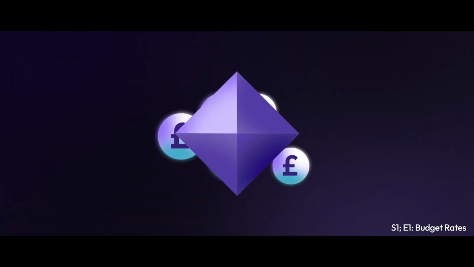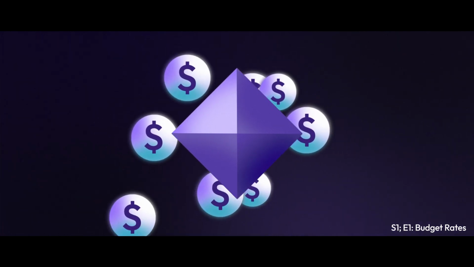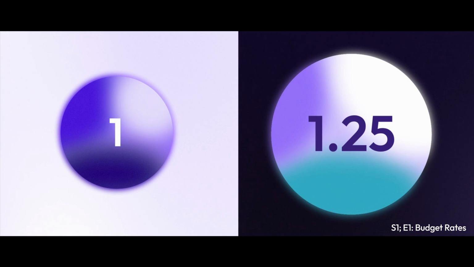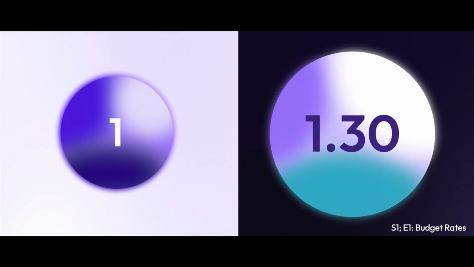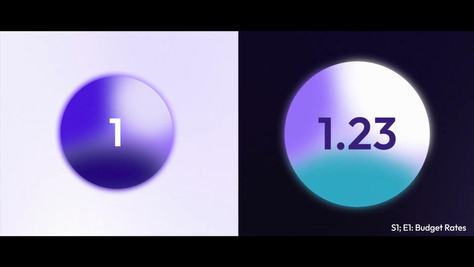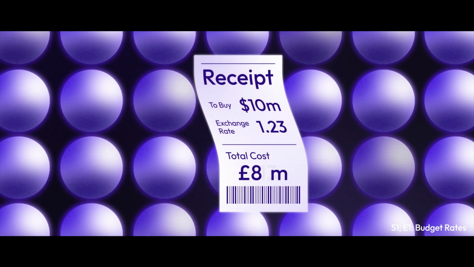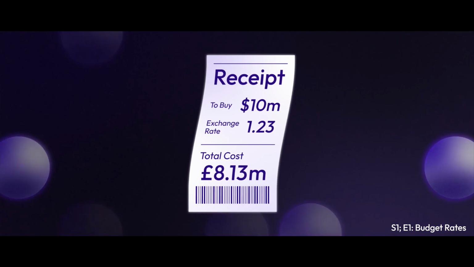Picture a firm that sells pounds to buy $10 million over the course of the year, and they're purchasing software products from vendors that they then resell at a 30% margin. They've agreed on a budget rate of 125 using a spot rate approach, and over the course of the year they end up realising an average exchange rate of 123. This means the difference between their budget rate and their realised rate has cost them £130,000, which would otherwise be profit. Still, it could have been worse.